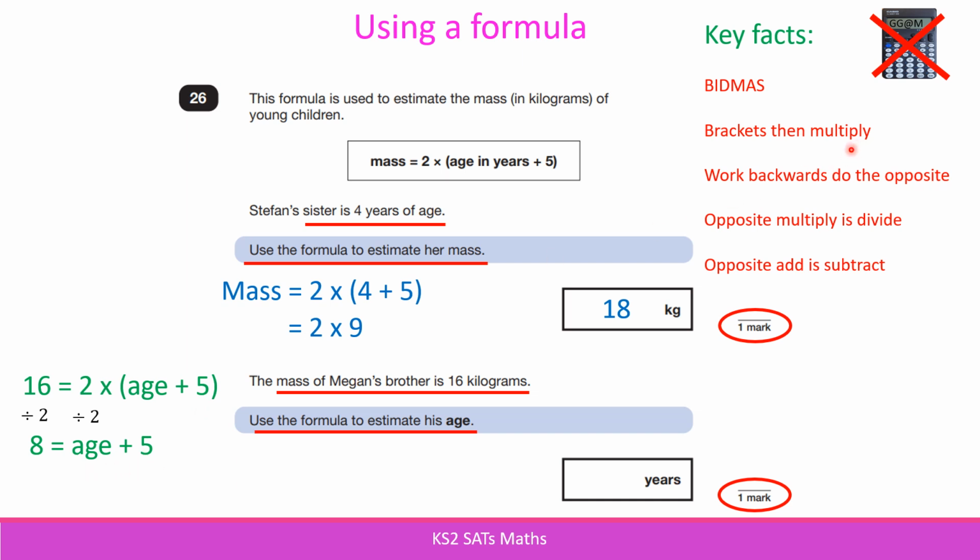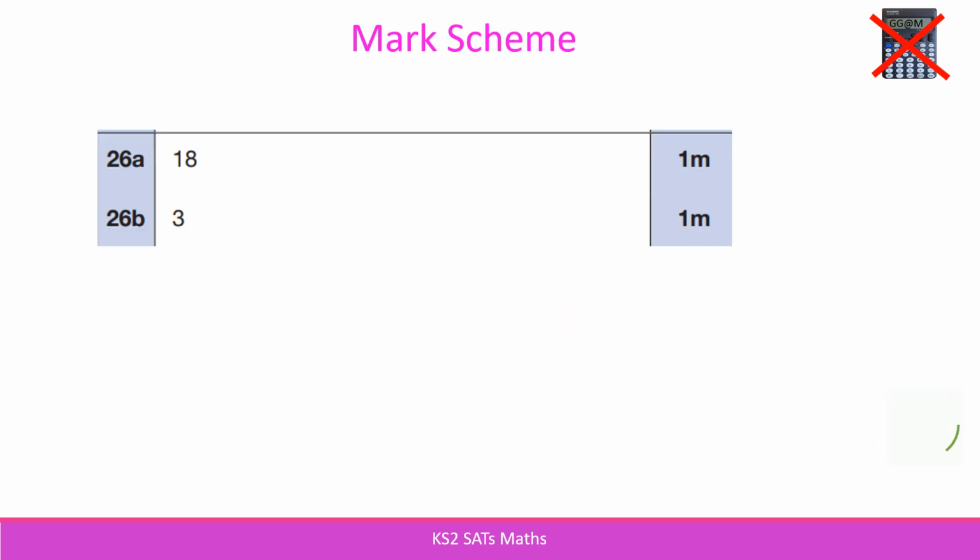Next we did the multiply, which changed to a divide, then we did the brackets, which had the add in it, so we've got to do the opposite of adding, which is subtracting. So the opposite, to get rid of this plus 5 here, we have to subtract 5 from both sides. So 8 take away 5 is 3, 5 take away 5 is nothing, leaving me with the age equaling 3. And that needs to get written in this box here. Give yourself a big tick if you got this correct. Well done. The mark scheme on this question shows the answers are 18 and 3 for 1 mark each. So 1M means 1 mark.